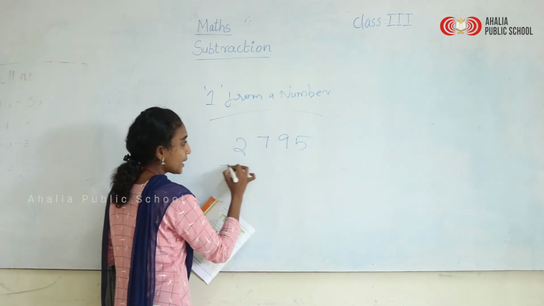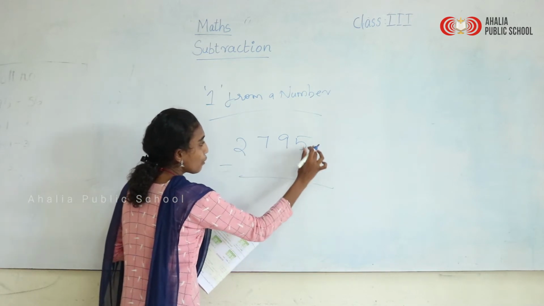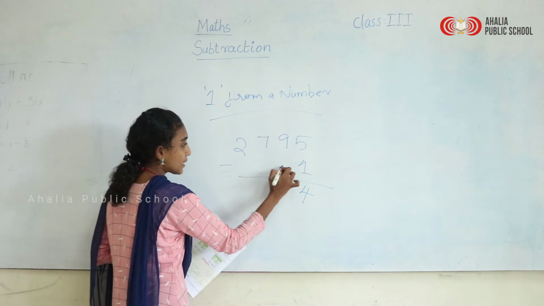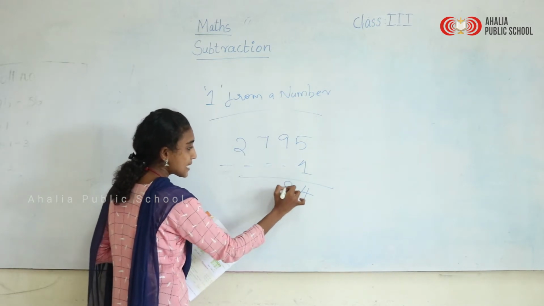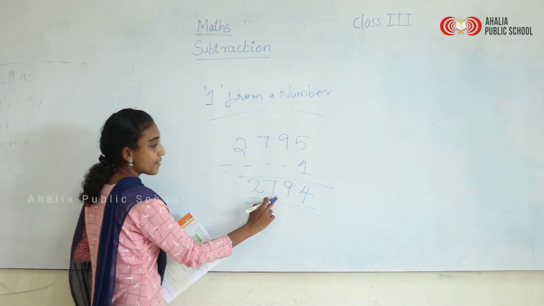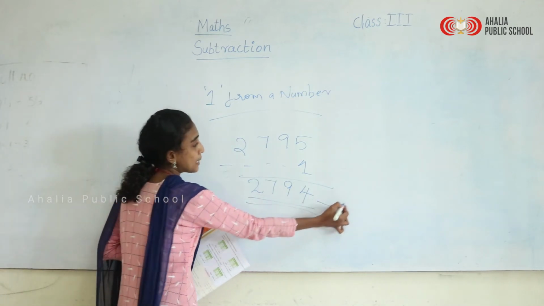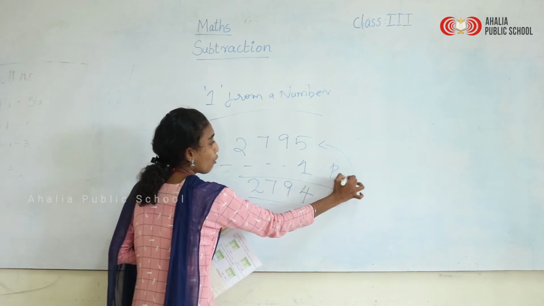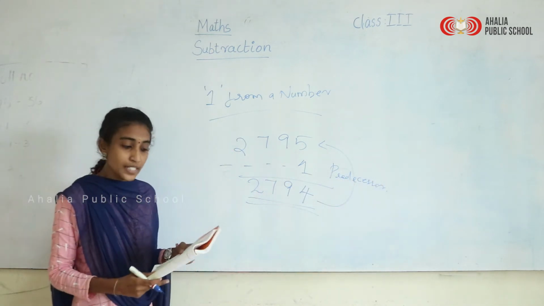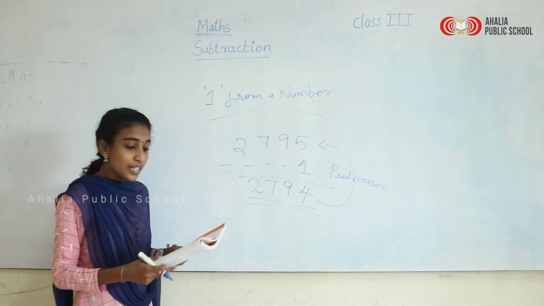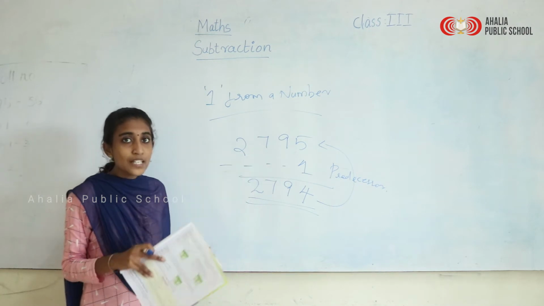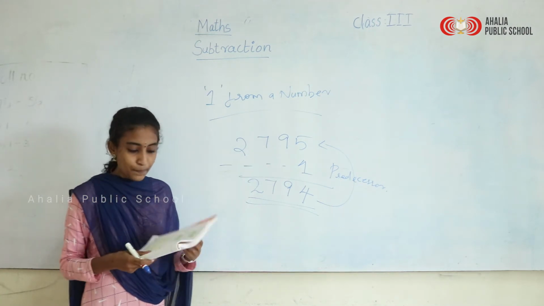So what about this? 2795 minus 1. What do you get? 5 minus 1 is 4. And here we have nothing, so we will write the same number down. And what you get is 2794, which is the predecessor of the given number. Okay children? So when subtracting 1 from a number, the difference is the predecessor of the given number. So that's about the second property.